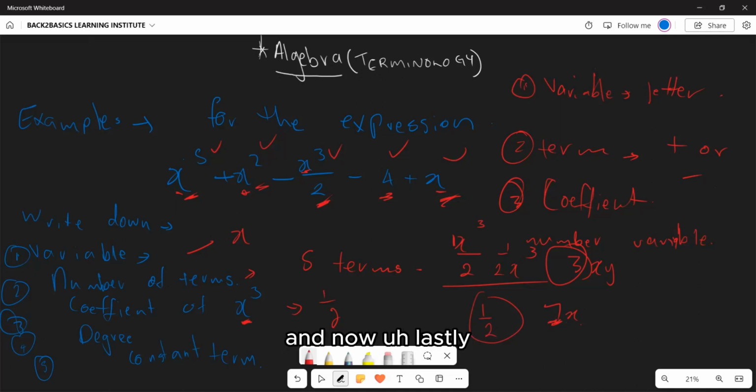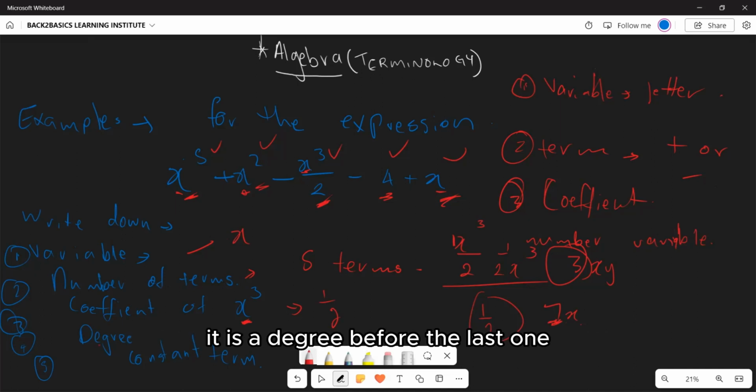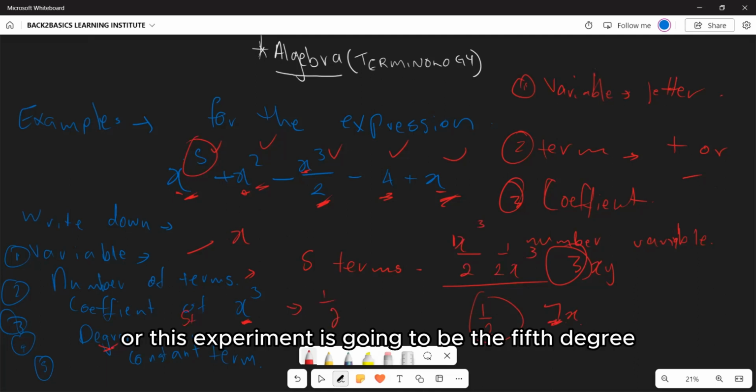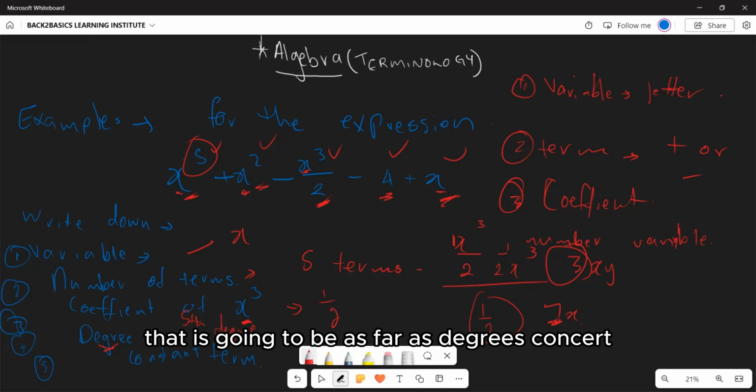And now, lastly, what we are going to be looking at is the degree, before the last one. The degree, remember, is the highest power. What is the highest power here? x to the power of 5, right? So which means the degree of this particular expression is going to be the 5th degree, right? Yes, let's use the proper word. This is the fifth degree. And that is going to be as far as degree is concerned.